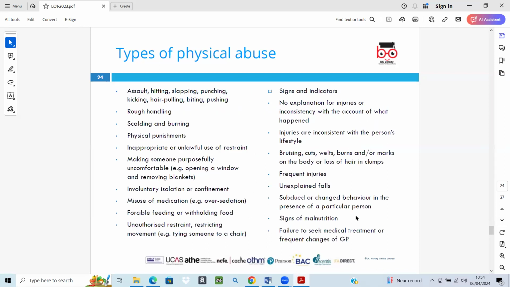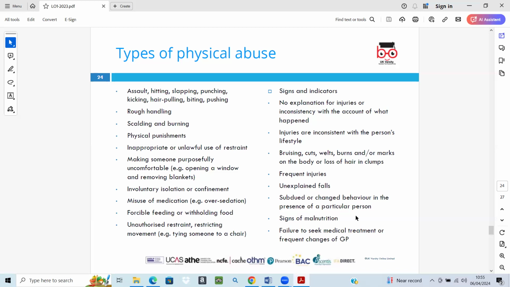Then you have types of physical abuse. We can say that the signs and indicators of physical abuse are a serious issue in health and social care settings. Physical abuse involves using force to cause harm or injury to another person. It's important to recognize the signs of physical abuse so we can take appropriate action to protect and support the victim.